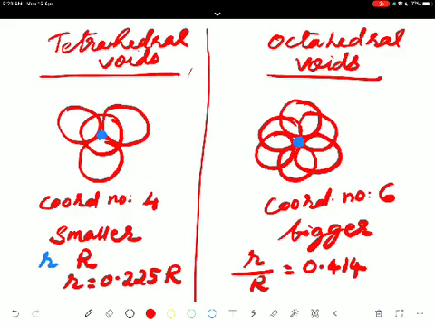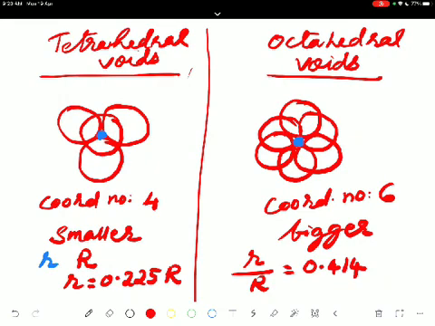So these are the differences between tetrahedral voids and octahedral voids. Octahedral void is bigger than tetrahedral voids. You can keep a bigger cation there. In tetrahedral voids, you can keep a smaller cation.